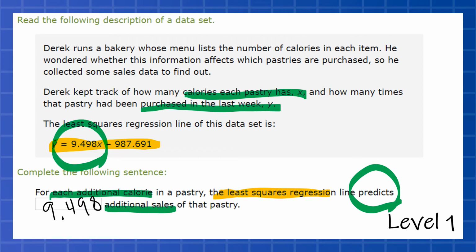And so it ends up being 9.498. So that's how we do this. We don't actually do any math. I just needed to figure out what number do I put in that blank, and the answer is the one that's multiplied because it says each.